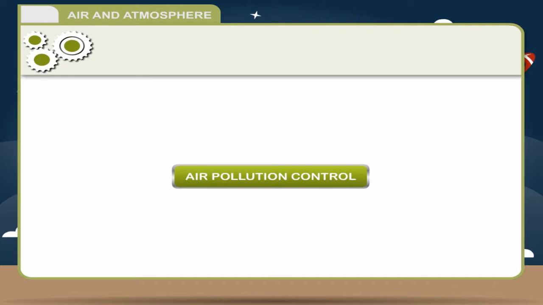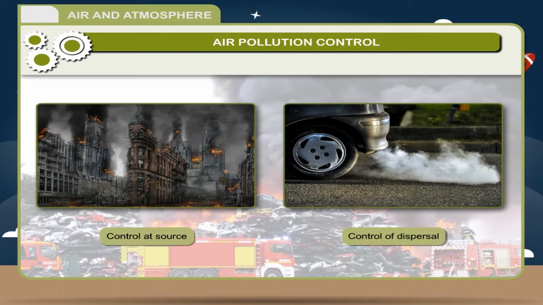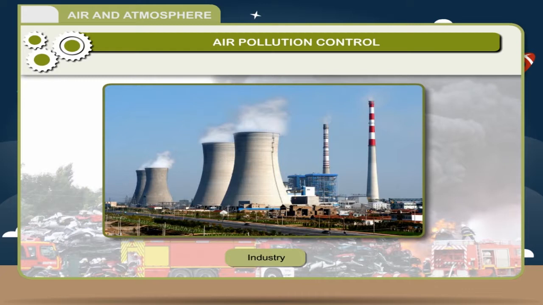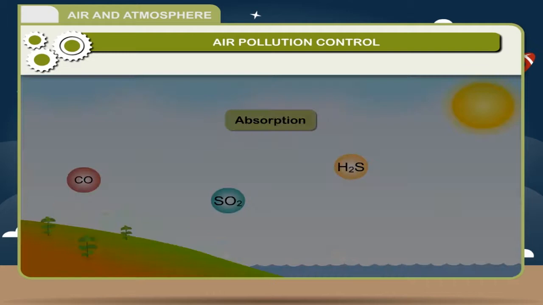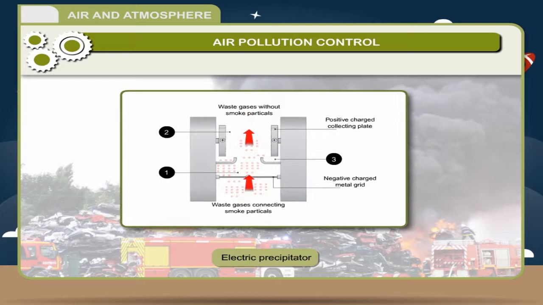Air pollution control. The control of air pollution is done in two ways: control at source and control of dispersal. As industry is a major contributor of pollutants, use of modern techniques for reducing emission of gases is undertaken. Processes like absorption of harmful gases by suitable chemicals, adsorption using charcoal and silica gel, use of electric precipitator to check emission of soot, and converting harmful compounds to harmless chemicals are used for reducing emission.